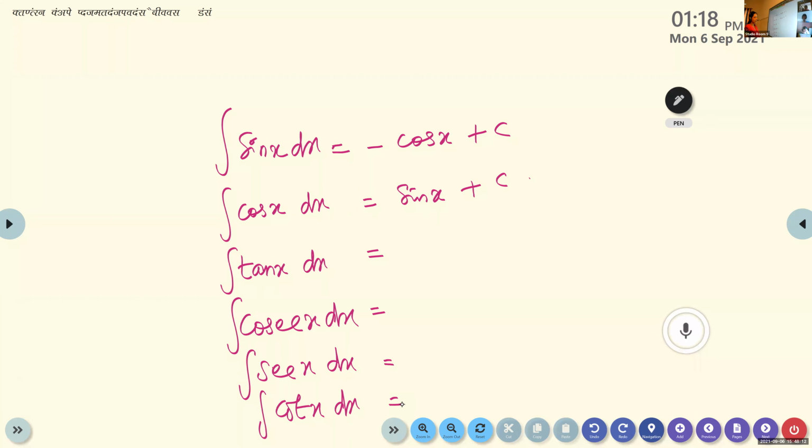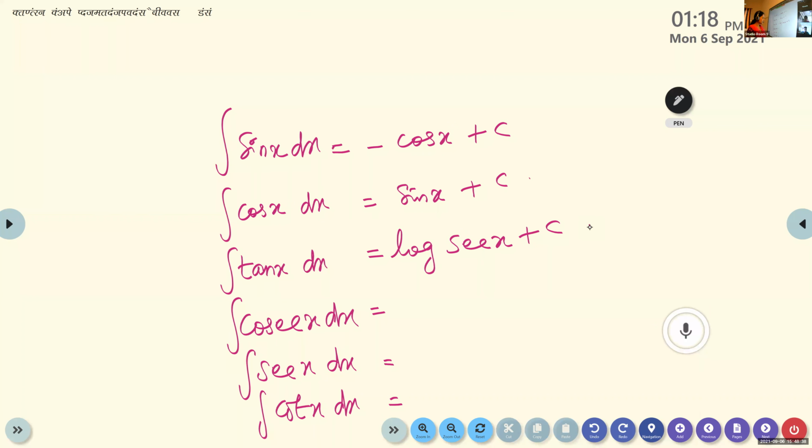What is integral of tan x, Punya? Log of sec x plus c. So log sec x, we can write this as minus log cos x, isn't it? Okay, because in MCQ, sometimes they will give in terms of cos. So you should know that one. Then, what about cosec x? What is integral of cosec x?